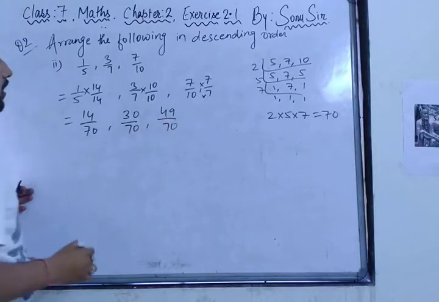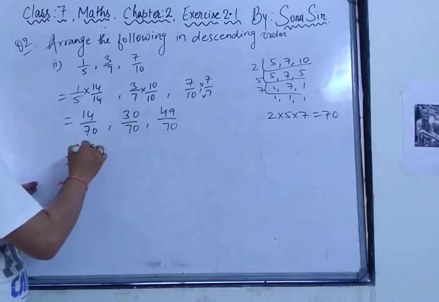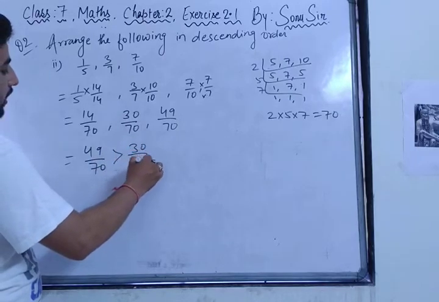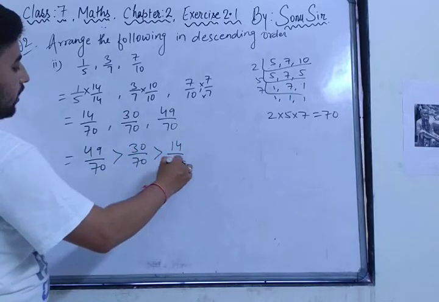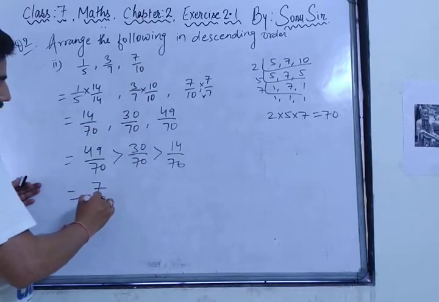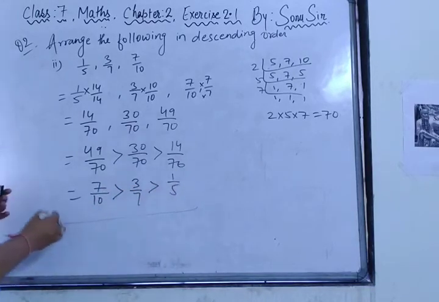Right? So already you can see it's in ascending order. So just do reverse. 49 by 70 is greater than 30 by 70 is greater than 14 by 70. So instead of 49 by 70 you can write 7 by 10 is greater than 3 by 7 is greater than 1 by 5. So in this way you can arrange this question into descending order. So after arranging these answers into descending order, you have completed your question number 2 of exercise 2.1.